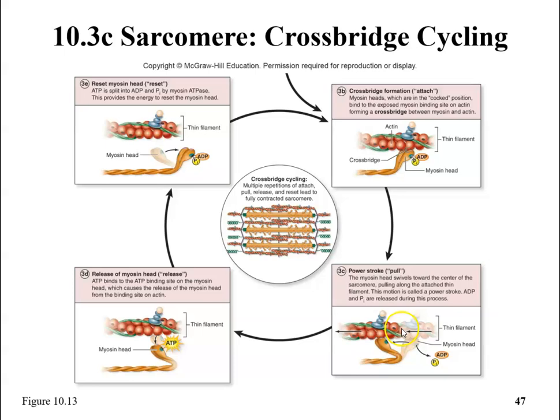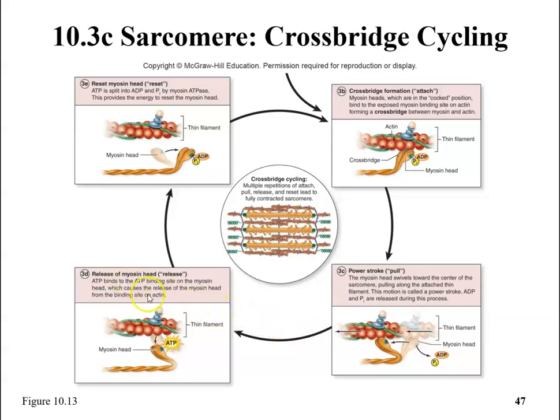This is where the myosin head is going to move toward the center of the sarcomere, pulling this thin filament along. This is the power stroke. ADP and inorganic phosphate are released during the power stroke.